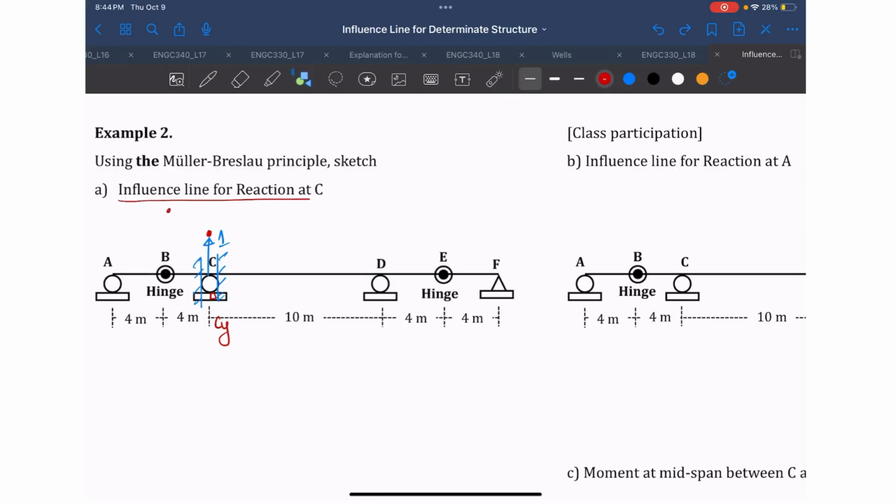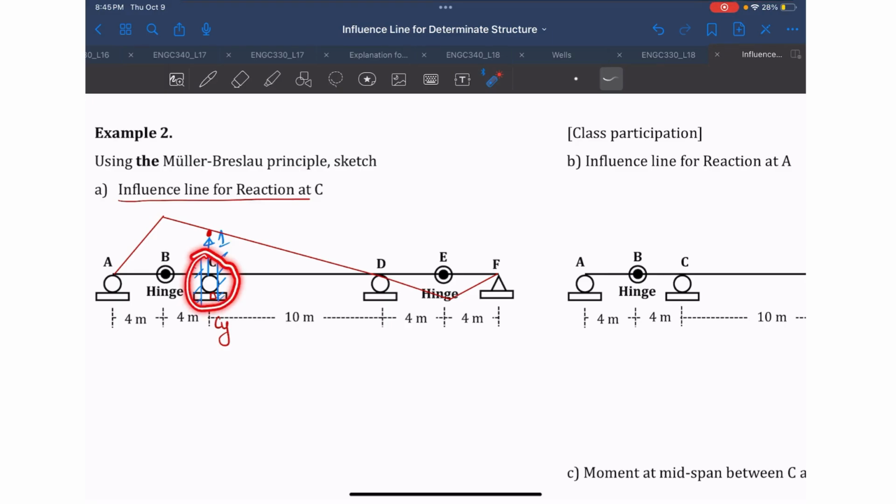This one has to go up. That means if you draw a line, then it has to go up. Once it goes up, you can move this one up also, and after this it will go down, and then you have completed your deflected shape.